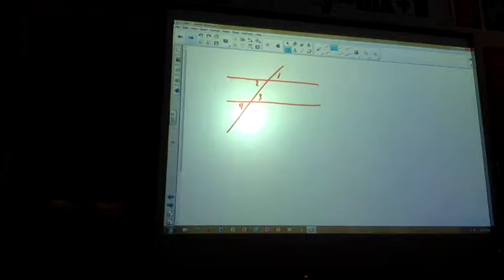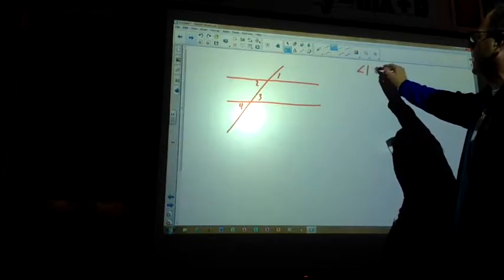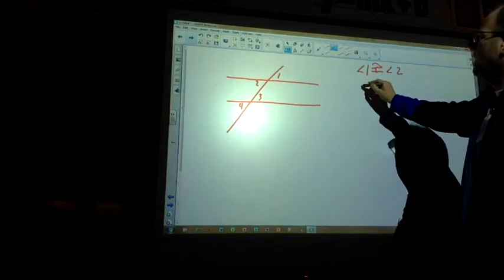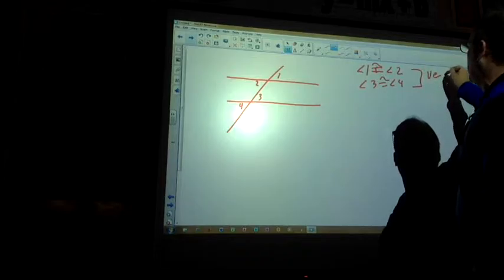So what are some go-tos right away when you look at the diagram? You don't even know what you're proving. You don't know anything else. Seamus, what do you got? Yep. So some go-tos, you have angle 1 is congruent to angle 2. And you have angle 3 is congruent to angle 4. And those are both because of vertical angles.